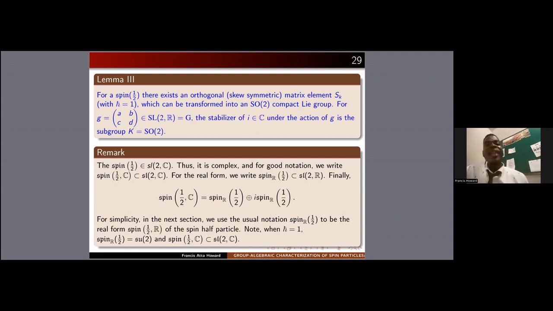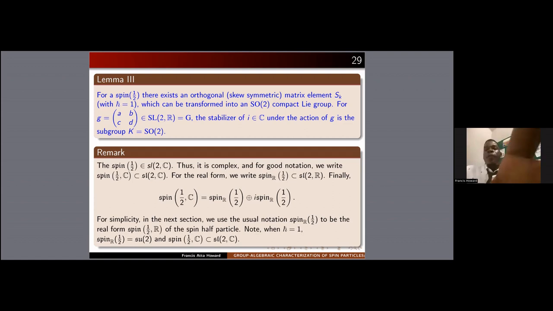Now, based on this lemma and proposition, I remark that the compact real form of a spin half is the spin R 1 over 2 plus i spin R 1 over 2. Because the spin Lie group itself is a Lie algebra, but it's a complex Lie algebra. So when we complexify the Lie algebra of the spin half, we end up getting the real form, that's the spin R 1 half, plus the imaginary form, that's the i spin R 1 half.